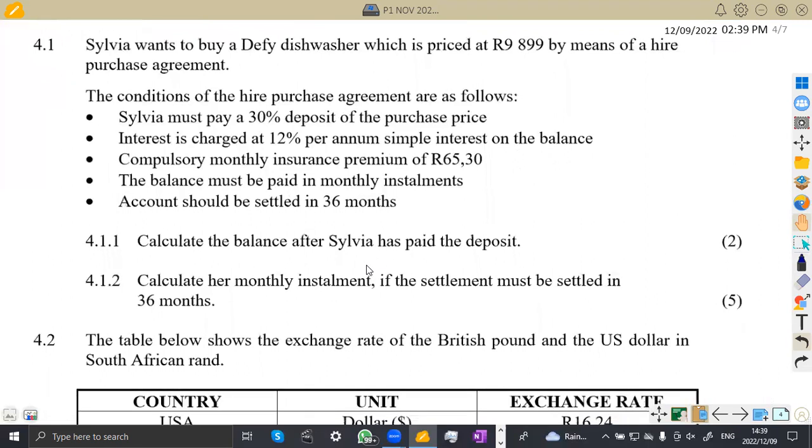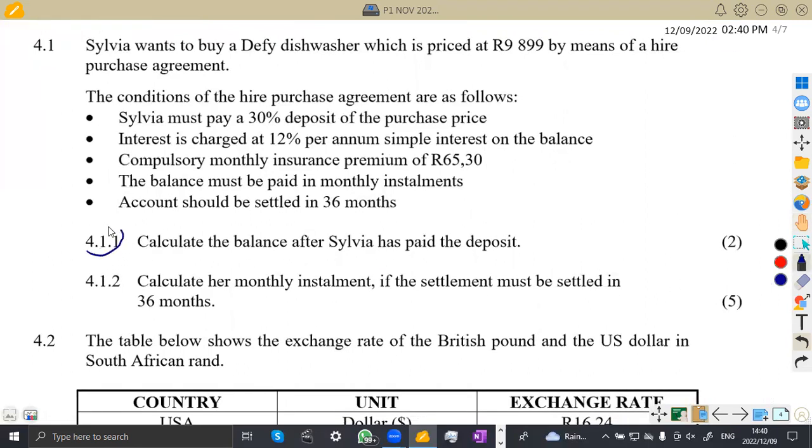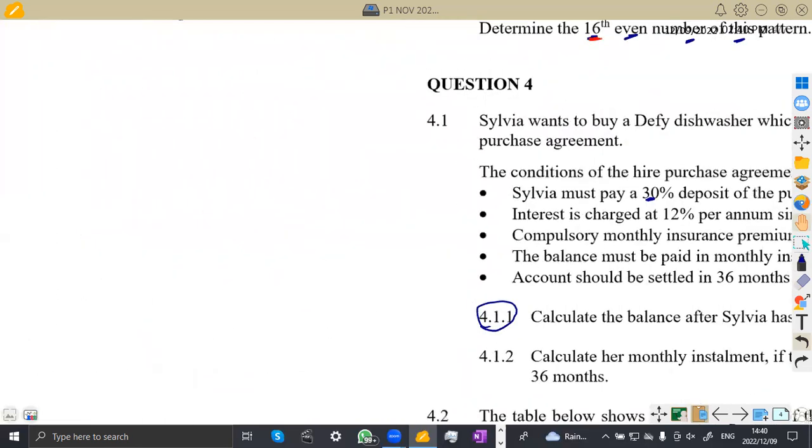All right, let's check the first part of the question. On 4.11, calculate the balance after Sylvia has paid the deposit. Take note, the deposit is 30% of the purchase price, which is 9,899. We subtract the 30% from the total. Or you can simply say, since the deposit is 30%, 100 minus 30% remains as the balance, so the balance is 70% of this amount. Let's see what we can do here.